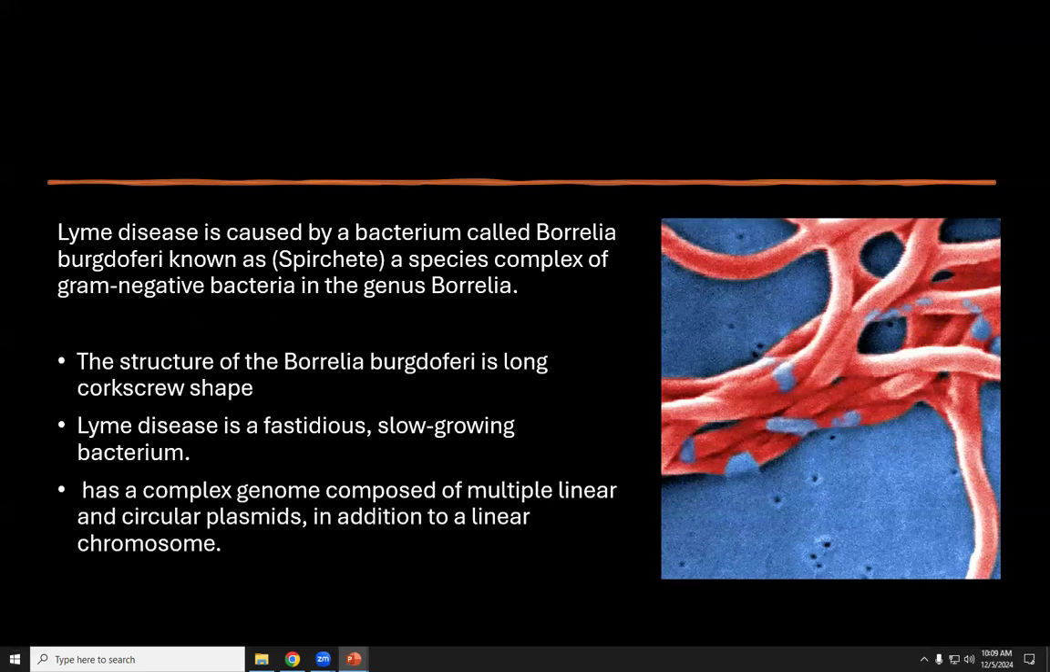So I'm doing mine over Lyme disease. Lyme disease is caused by a bacterium called Borrelia burgdorferi. It's a complex of gram-negative bacteria. The structure is like a corkscrew shape. It is a fastidious, slow-growing bacterium.